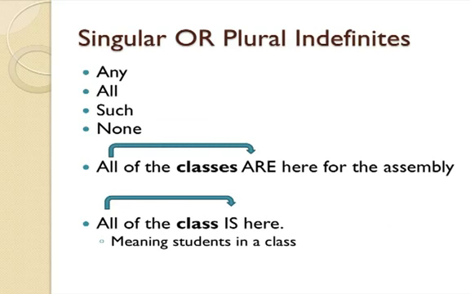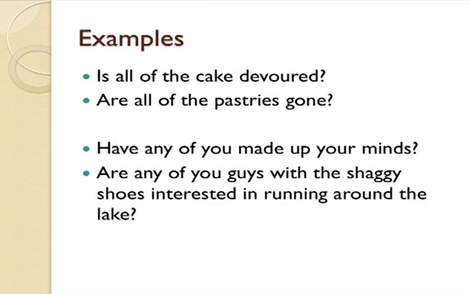This next set of indefinite pronouns are singular or plural, just to add a little bit of fun. And so those words are any, all, such, and none. All of the classes are here for the assembly, but all of the class is here. And so you can see the word all can take either a plural are or a singular is, depending on something. What exactly is that something? That something is going to be the prepositional phrase that goes with it.